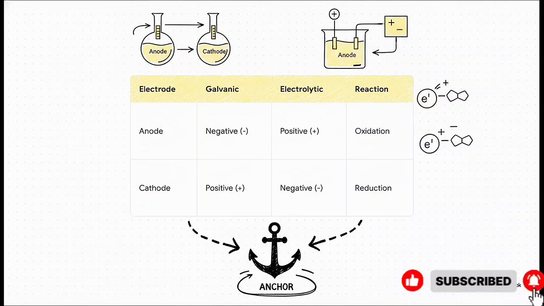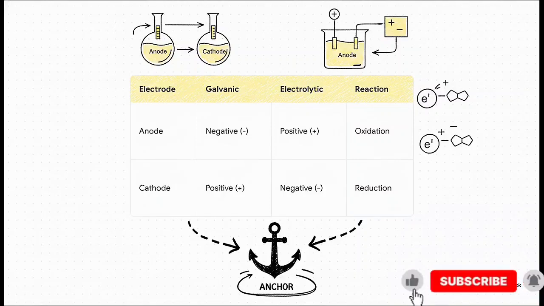Okay, I need you to pay super close attention to this table because it clears up a massive, and I mean massive, common pitfall for chemistry students. Look at the charges. In a galvanic cell, the anode is conventionally negative and the cathode is positive. But look what happens in an electrolytic cell. Those charges entirely flip. The anode becomes positive and the cathode becomes negative. Why? Because the power source is actively driving the electrons in reverse.